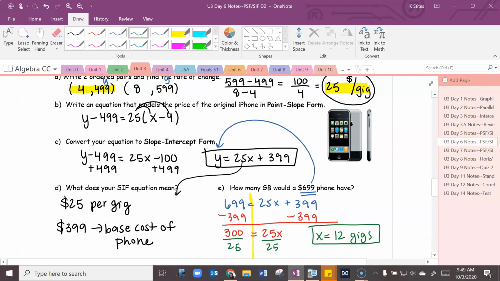Ooh. Okay, I want you to check how many gigs you have on your phone right now. It's probably a lot more than 12.